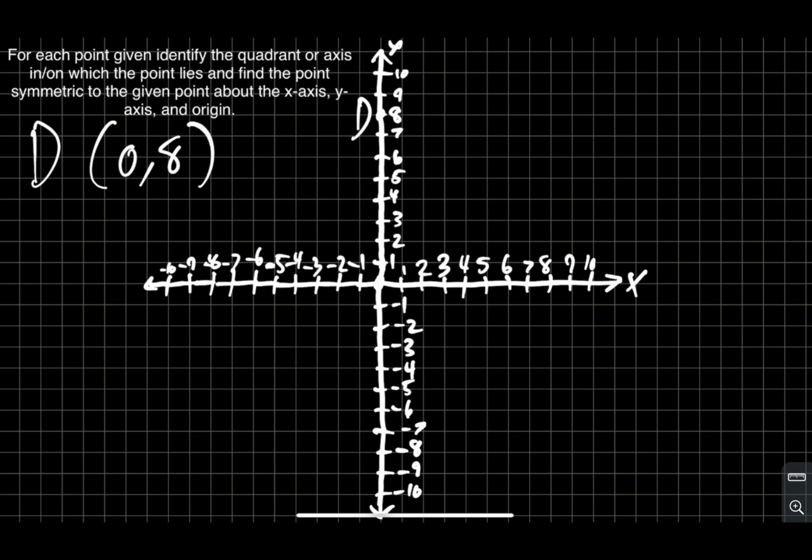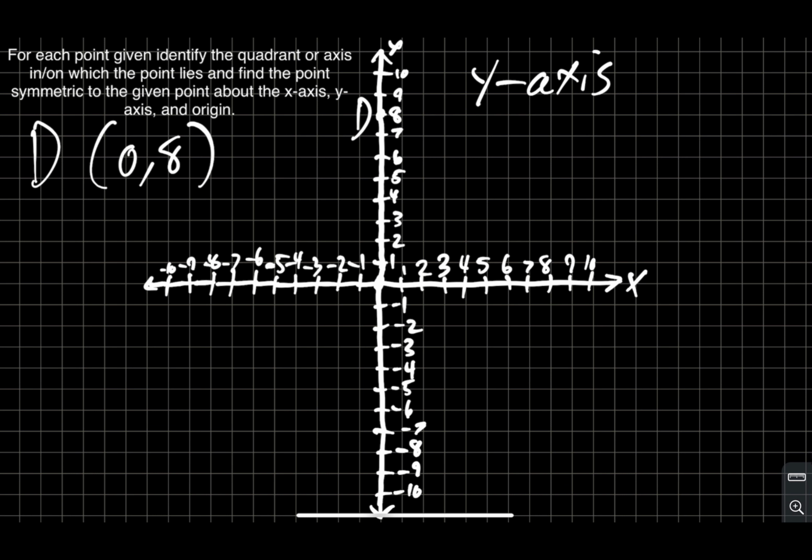Now we have to determine our quadrant, but if you notice, D is not in a quadrant. It's not in 1, 2, 3, or 4. Point D is on the y-axis. So remember, the problem statement says to identify the quadrant or axis on which the point lies. So it lies on the y-axis.